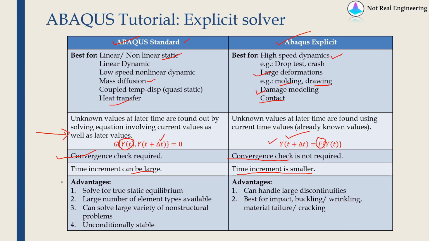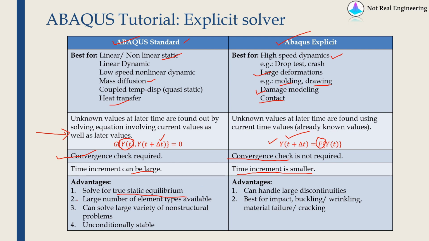And if you see advantages of Abaqus Standard, first of all, it can solve true static equilibrium. In Abaqus Explicit, we always have to have dynamic analysis. We can't do true static analysis. There are ways to get static solution using dynamic analysis, but it will not be the true static analysis.